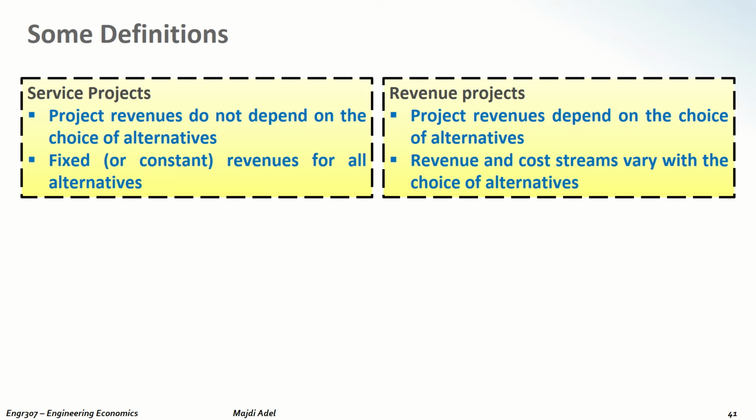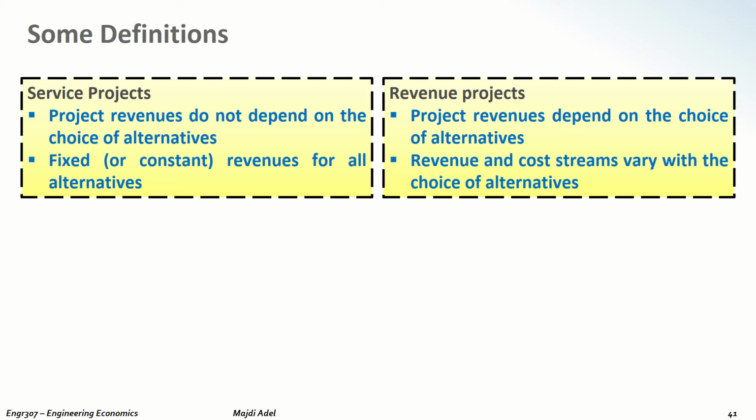Examples for service projects: مثلاً مشاريع البنية التحتية، الطرق، الجسور، الصرف الصحي، هاي كلها service projects. If I'm choosing a certain contractor to build a road, the revenue will be the same if I choose contractor A, B or C. ما راح يزيد عندي الإنكم لأنه أصلاً ما في إنكم. تمام؟ There is a cost or cash outflow. Contractor A has a certain cost that I will have to pay him. Contractor B has his own cost. Contractor C has a different cost. So those are called service projects.